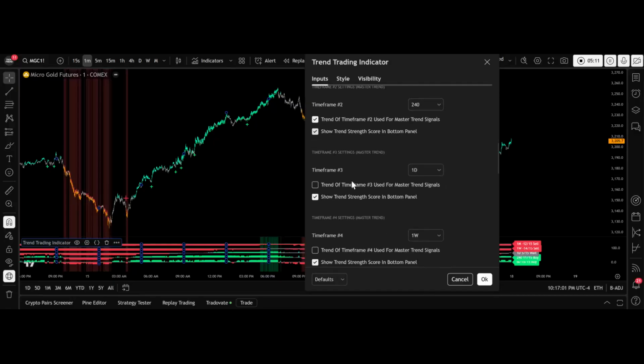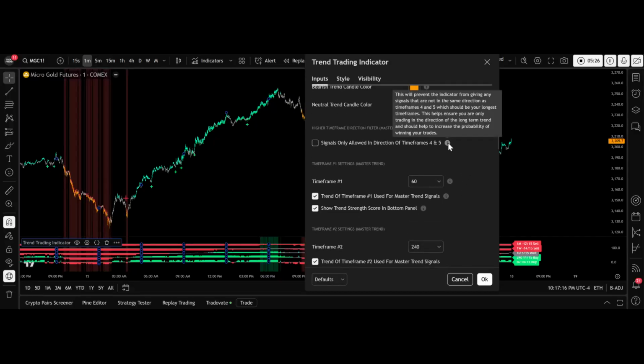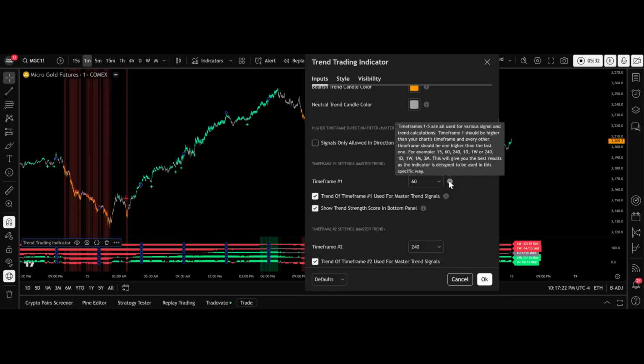So here, by default, you're going to have timeframes 1 and 2 turned on for the master trend signals. You can set these to whatever you want. If you forget about any of these, we do have tooltips next to everything that will explain each one of these settings. So if you just hover your mouse over the eye icon right here, that'll explain everything to you.